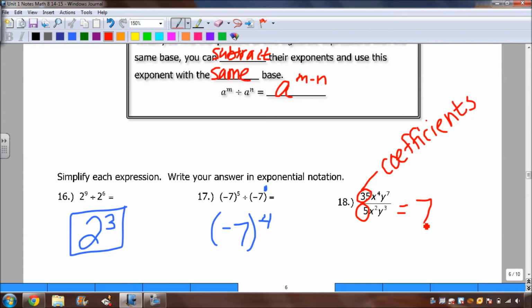And then all you have to do now is subtract the exponents for the bases that are the same. So you have x's and y's on top and x's and y's on the bottom. You can only subtract the exponents for the x's together and then subtract the exponents for the y's together. So you should get x to the second power because 4 minus 2 is 2. And then you should get y to the fourth power because 7 minus 3 is 4. Hopefully that makes sense to you.